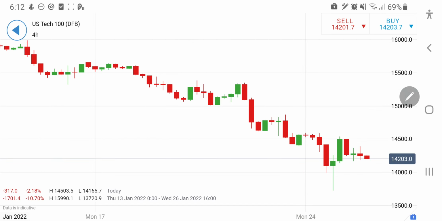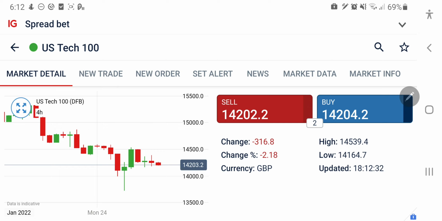Now let's start the analysis. We are going to look with the help of candlestick charts and indicators what is going to happen in the markets.